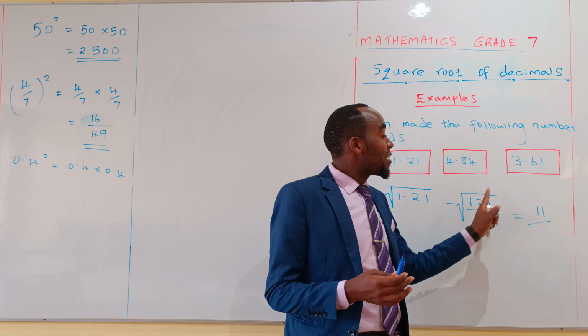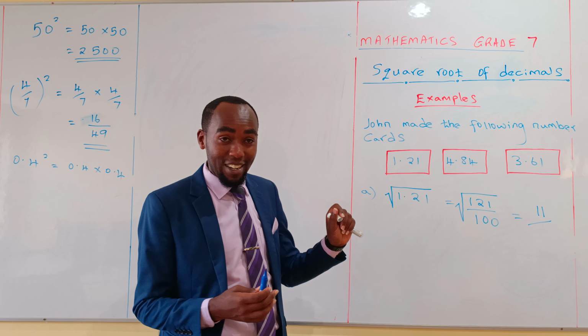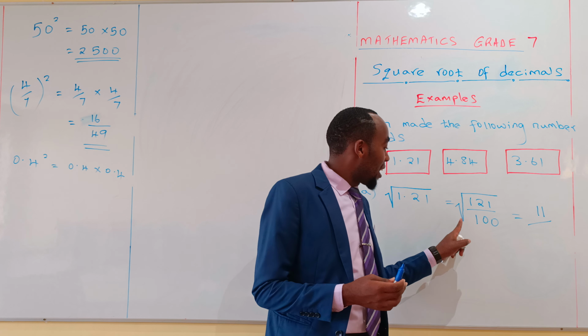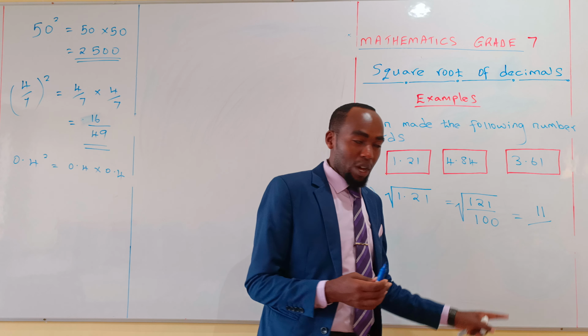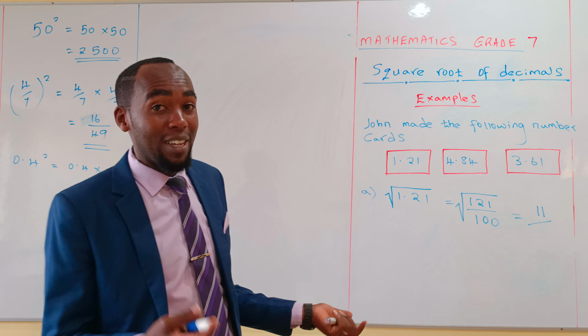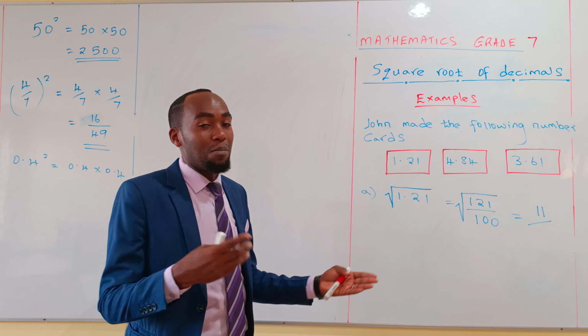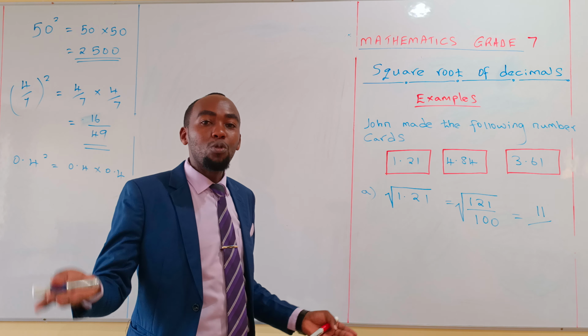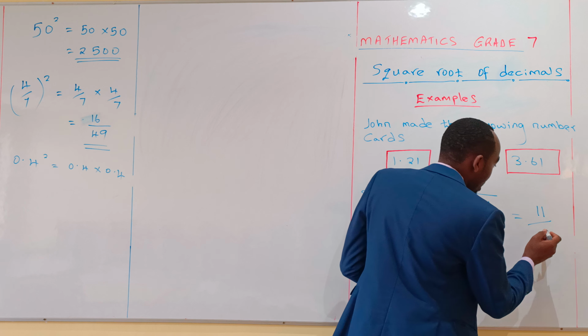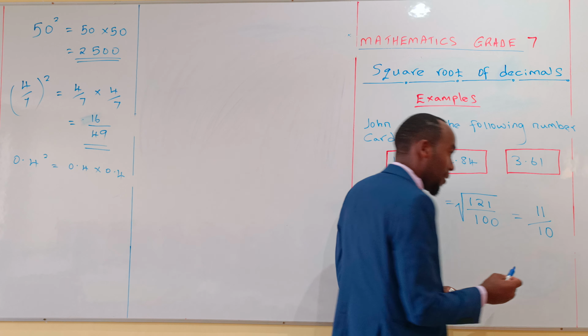Then, after finding the square root of the numerator, let's also find the square root of the denominator, because it is still under the square root. Now, what is the square root of 100? Or in other terms, which number can you multiply by itself to get 100? I believe that is 10. 10 times 10 is 100. Therefore, the square root of 100 is 10. Are you getting it?